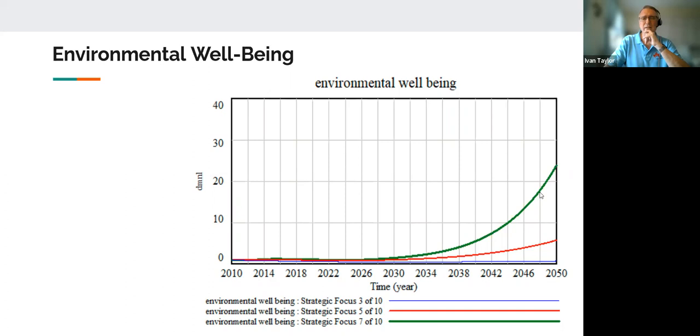So that's a very positive result. And the environmental well-being, you know, I think will dominate the whole issue of well-being by ESG spending. Okay, so that's the model.